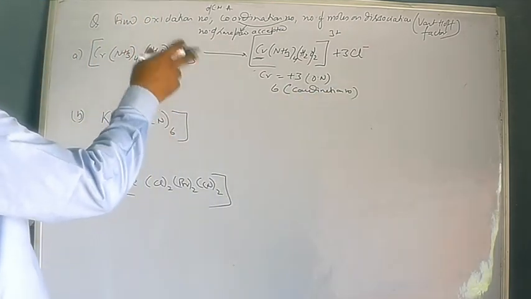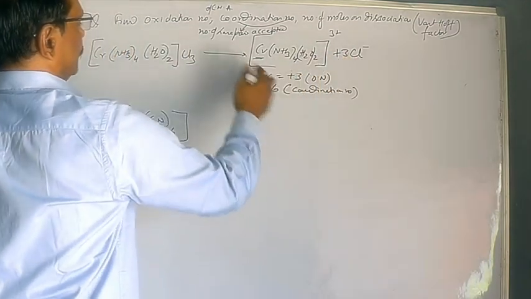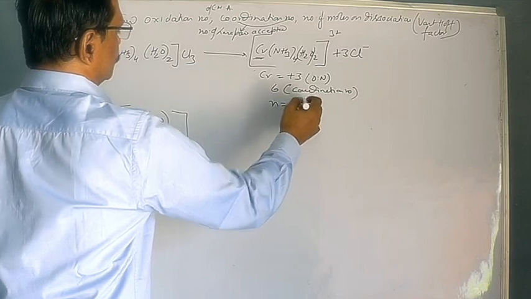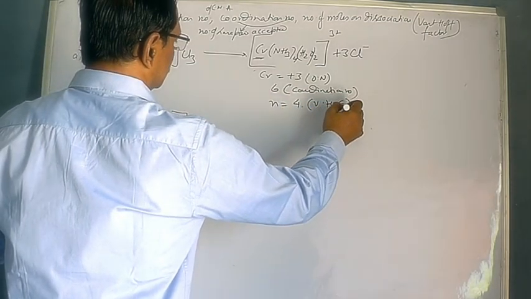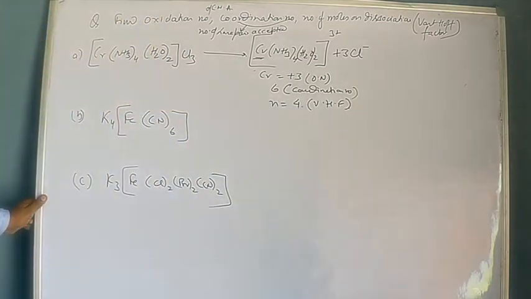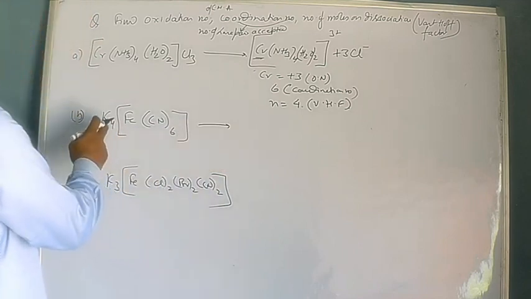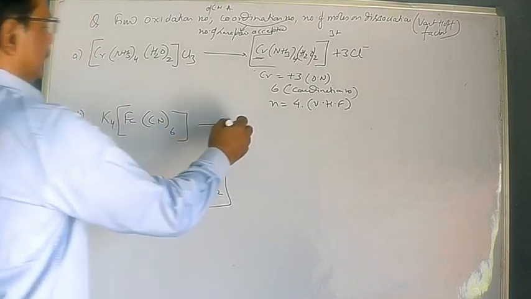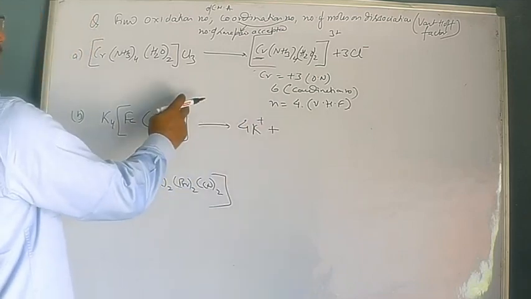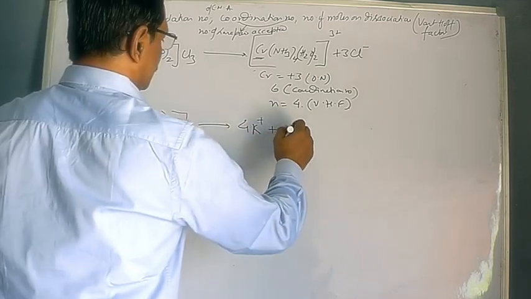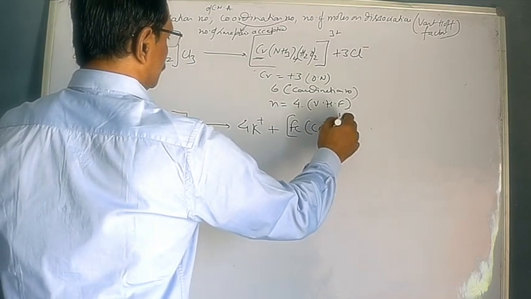And class, to find number of moles, see 3 moles here and 1 mole here. So number of moles on dissociation is 4 and that is also your Van 't Hoff factor. Similarly class, we'll do it here. I know that potassium has +1 charge, so it will be giving me 4 K positive. And if it is 4 positive, then obviously this is going to be 4 negative. FeCN6, 4 negative.